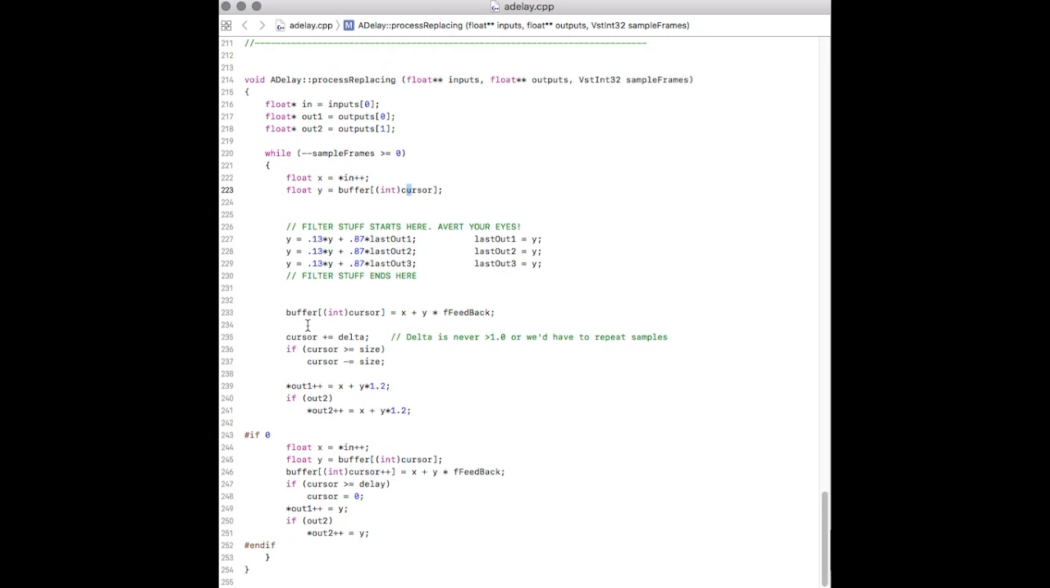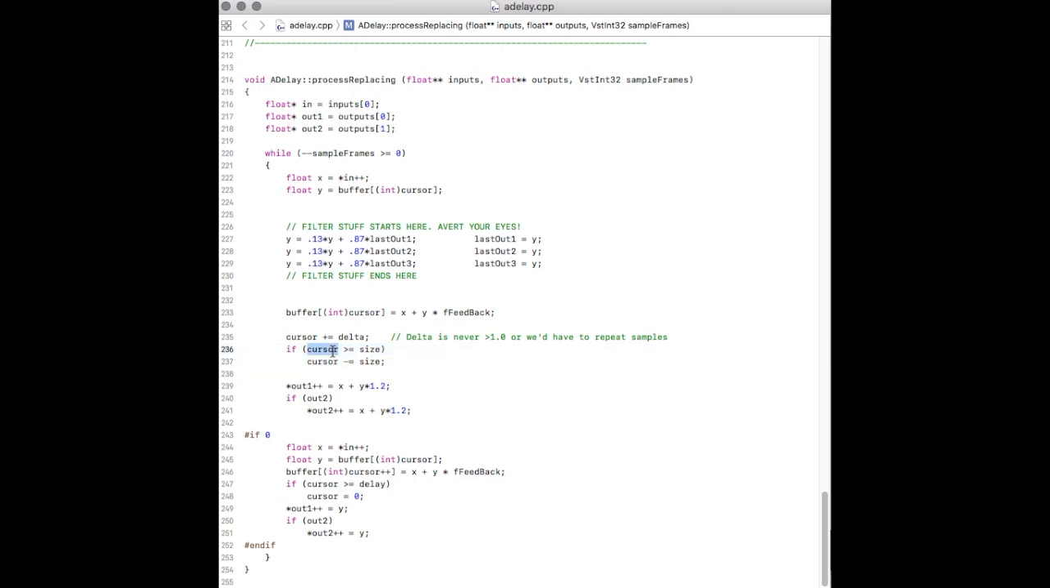But the big difference with mine, well, first off, is that we have a delta. Like with an oscillator, we're moving this pointer, the cursor, through the buffer at different rates. And yes, that's going to repeat samples. This comment says the delta is never greater than one in this model, because we'd have gaps and we'd have to repeat to make up for it, and I don't want to bother with that. So I limit delta from very close to zero to one.